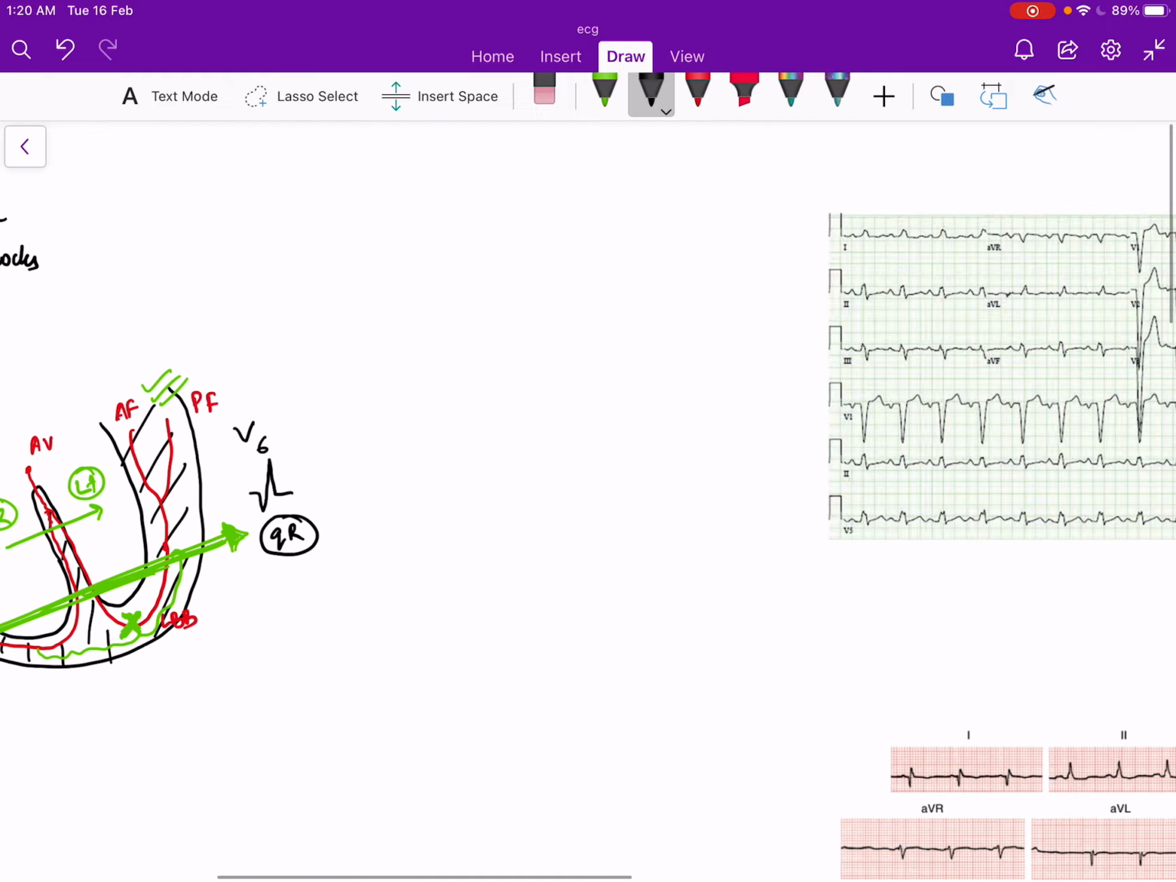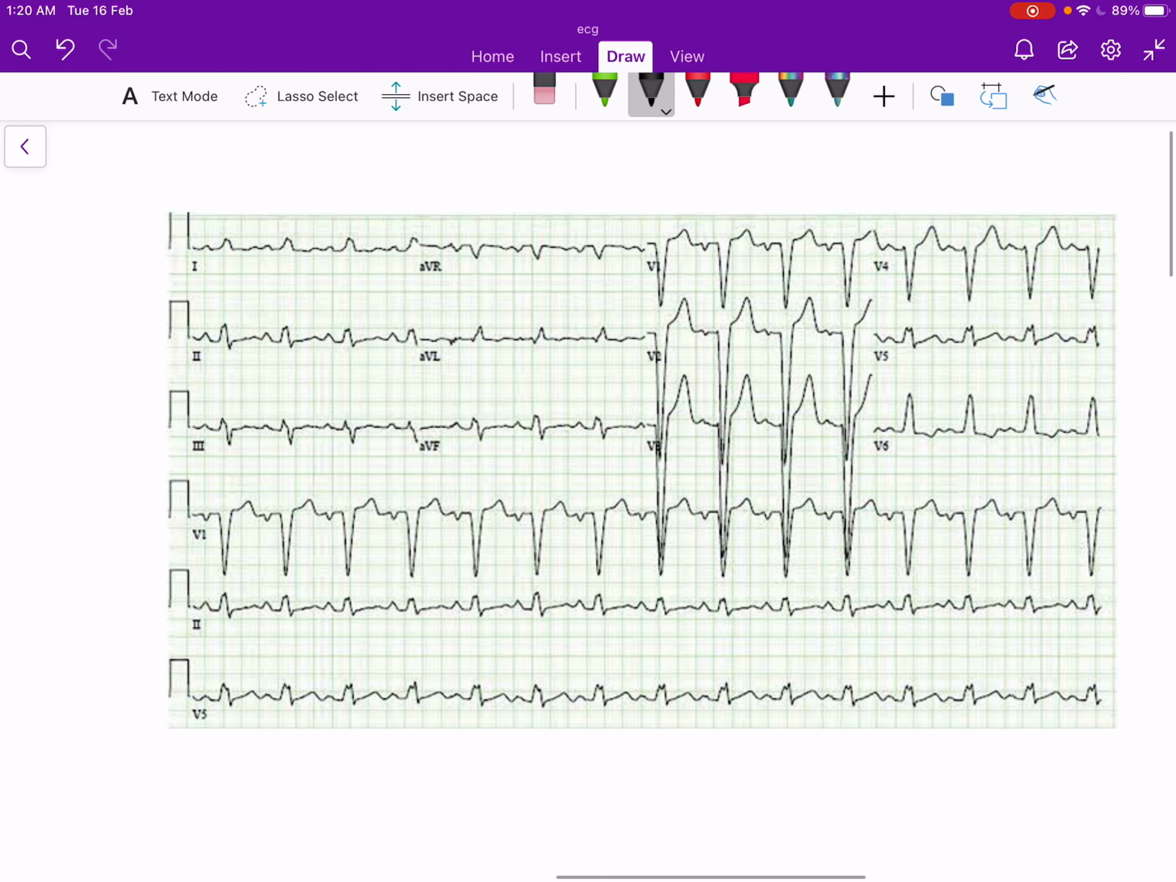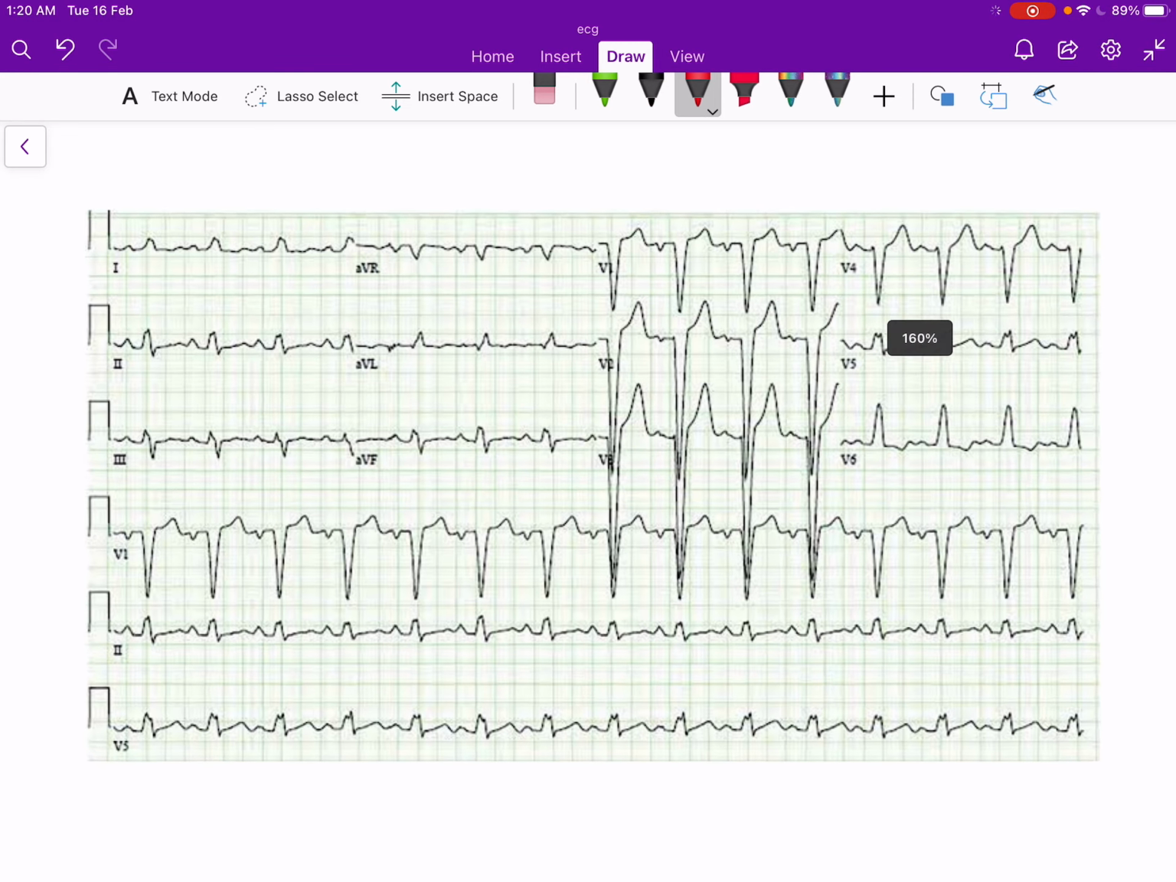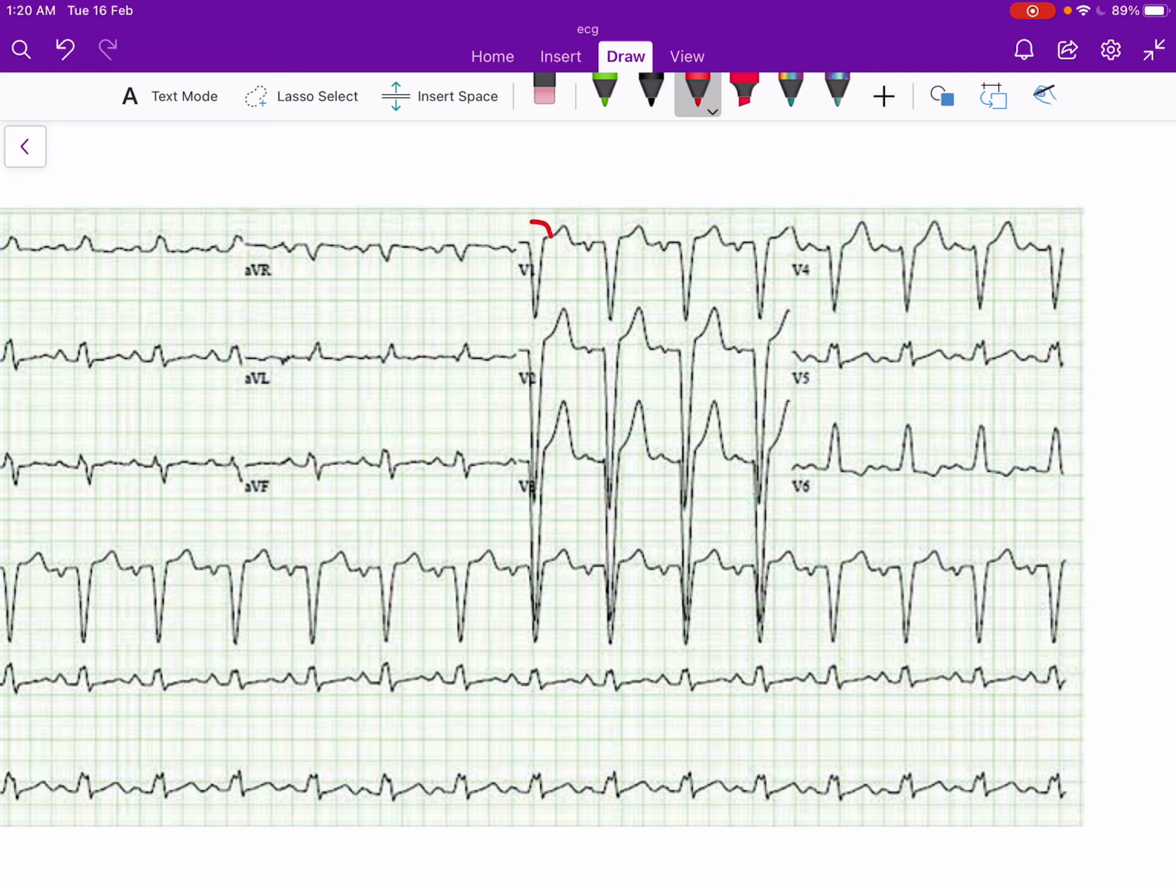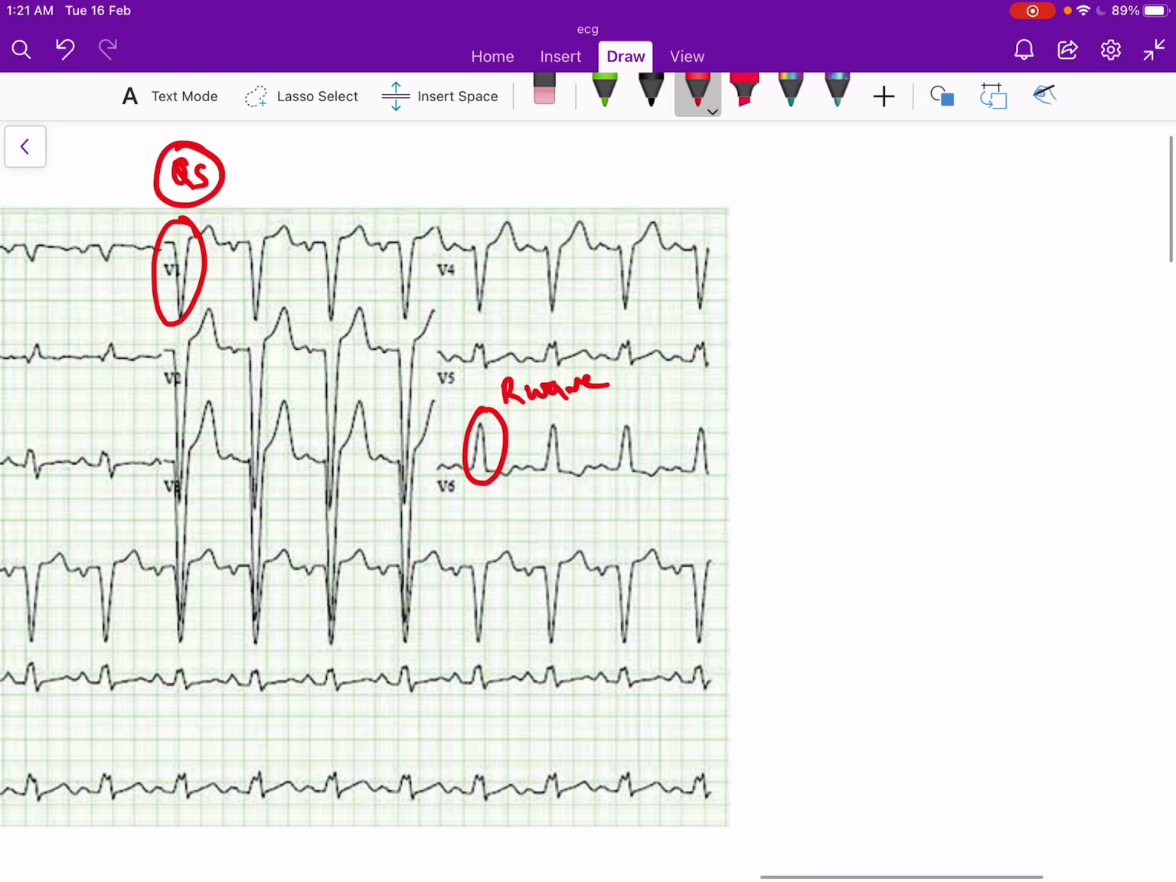So let us see an example of LBBB. If you see this ECG, in lead V1 you have a QS type of QRS, and in lead V6 you have an R wave. So this is an ECG of left bundle branch block.